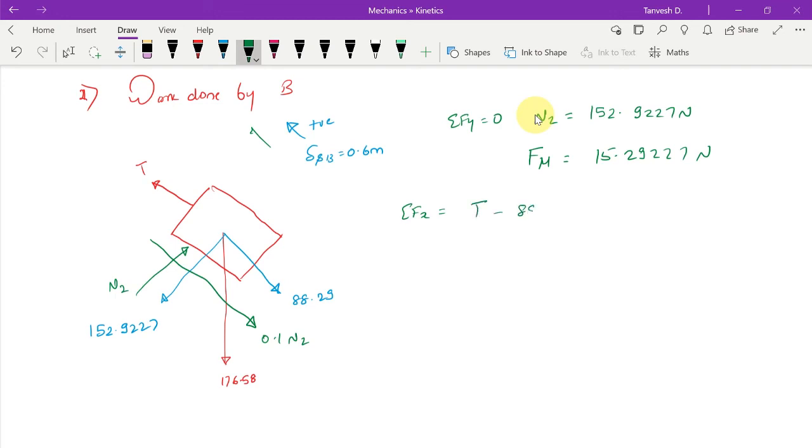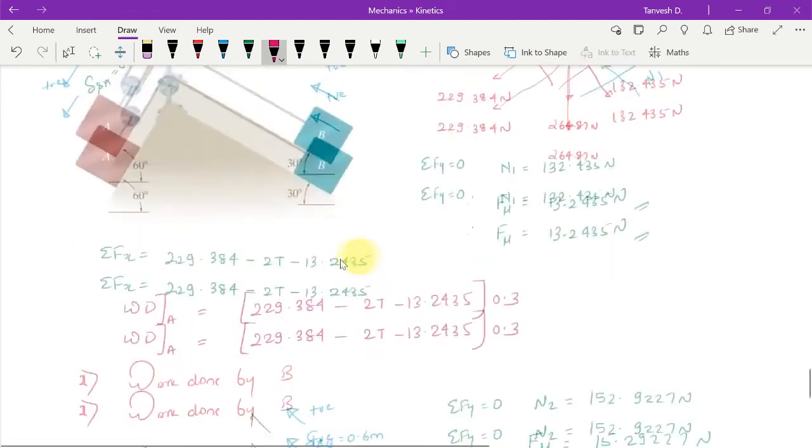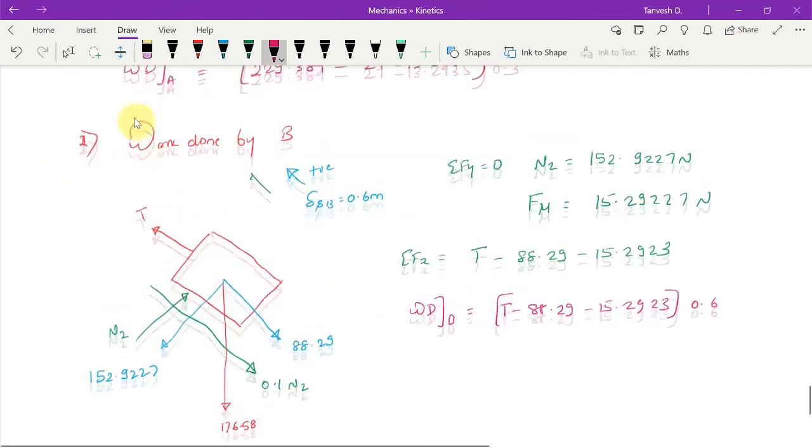Summation Fx, which is actually causing the motion, since this is the positive direction, is T minus 88.29 minus 15.2923. And the work done by B is T minus 88.29 minus 15.2923, multiplied by 0.6. So we have got the work done by A and the work done by B. We can add them up.